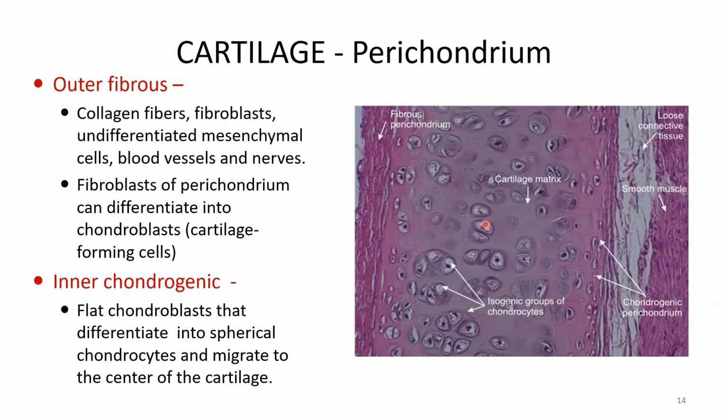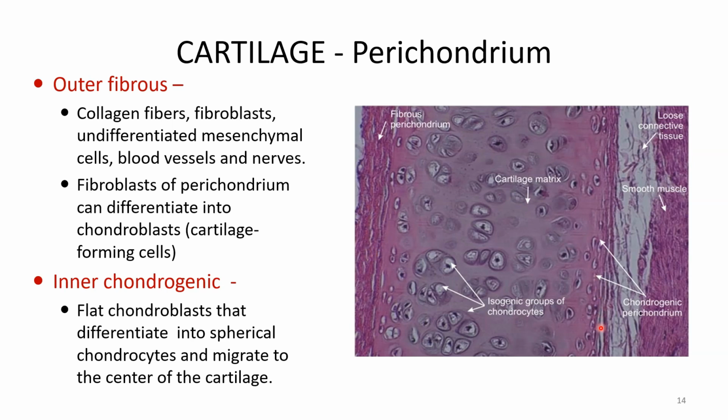In this picture you can see the perichondrium with its two layers, that is the fibrous perichondrium and the chondrogenic layer of the perichondrium. The outer fibrous perichondrium consists of collagen fibers, fibroblasts and undifferentiated mesenchymal cells that can get converted into chondroblasts, blood vessels and nerves. The fibroblasts can differentiate into the chondroblasts, or the cartilage forming cells.